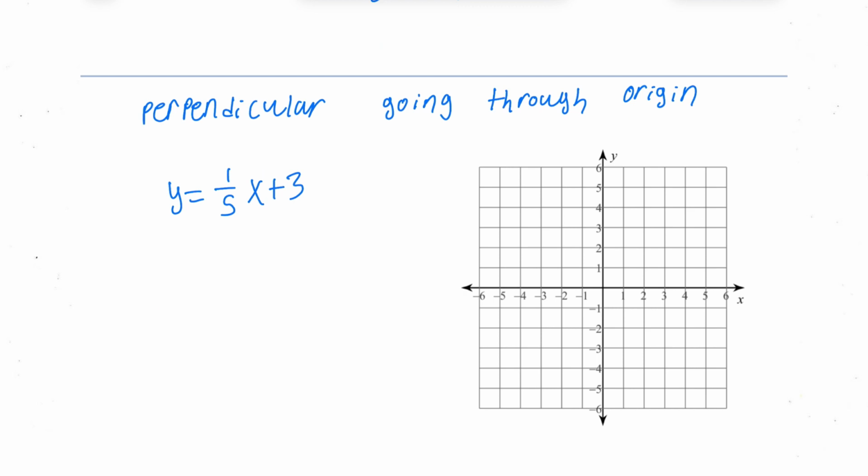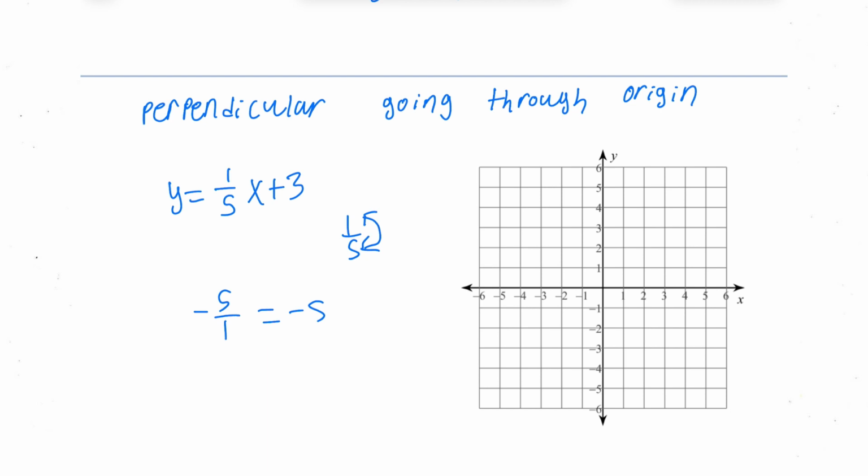So a perpendicular line, the way you find it is you take the slope of whatever equation you have, and you find the reciprocal of it, and you change the sign. So in this case, our slope is positive 1/5. So the slope of the perpendicular line is the reciprocal. So we're going to flip these two and change the sign. So the reciprocal slope would be negative 5/1, or just negative 5.